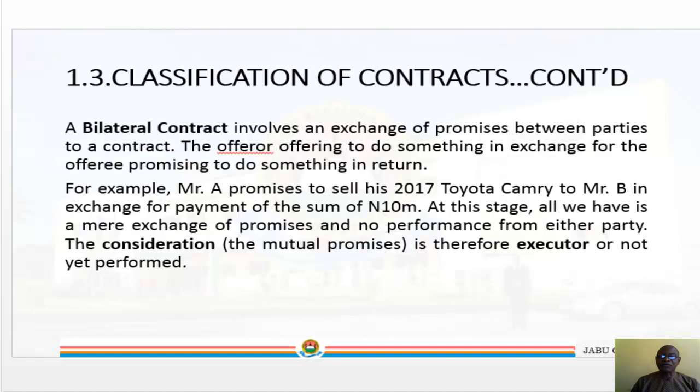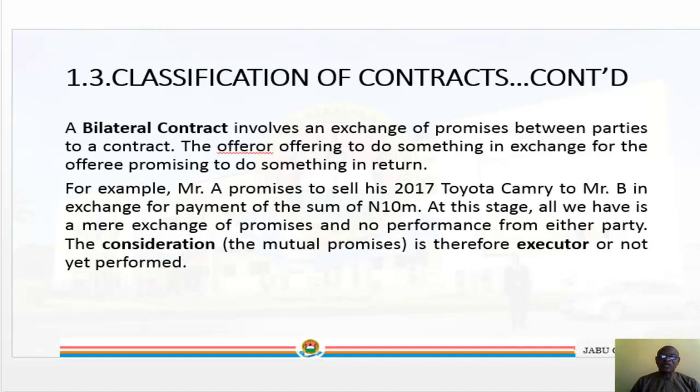A bilateral contract involves an exchange of promises between parties to a contract: the offeror offering to do something in exchange for the offeree promising to do something in return. An example of this is Mr. A, who promises to sell his 2017 Toyota Camry to Mr. B in exchange for payment of the sum of 10 million.